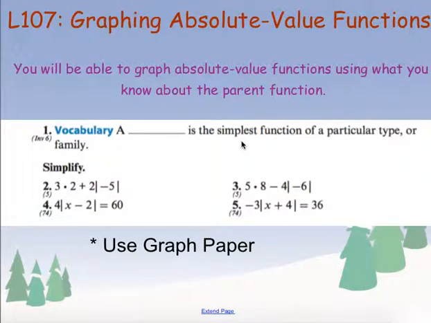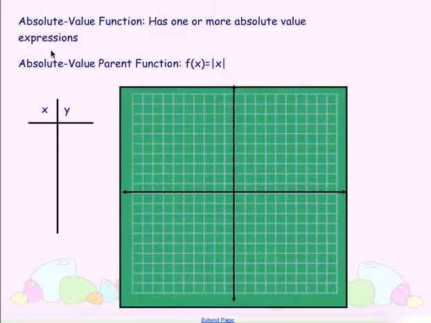Algebra 1, Lesson 107, we are looking at our absolute value functions, but we are going to be able to graph them today. So let's first look at our parent function. Just like we have parent functions for our linear equations, f of x equals x, or our quadratic equations, f of x equals x squared, our absolute value function has a parent function that is f of x equals the absolute value of x.